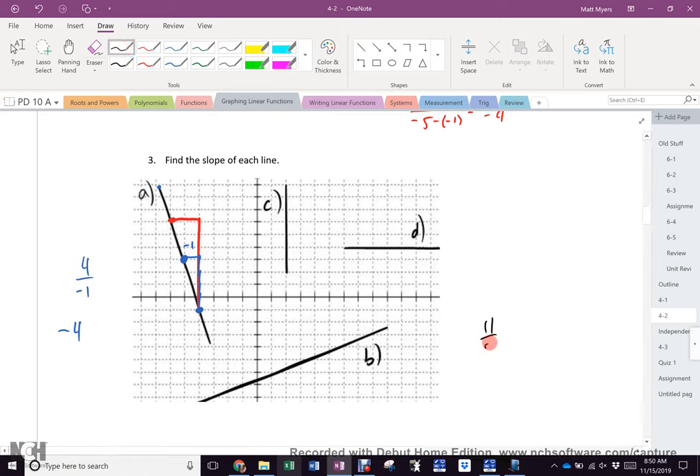I got 11/5. I got 1/2. I got 4/9. I got 3/7. All right, now let's have a look at our four choices there.